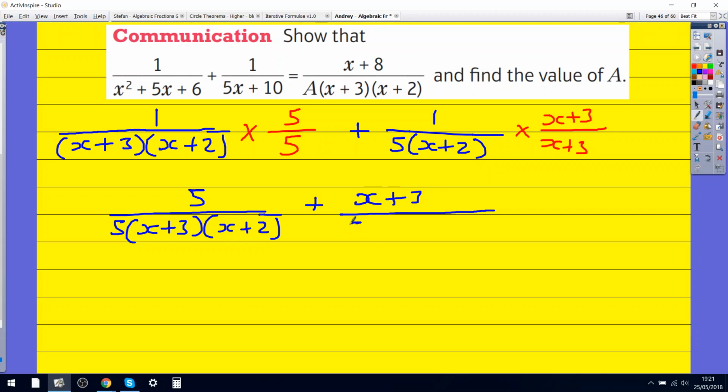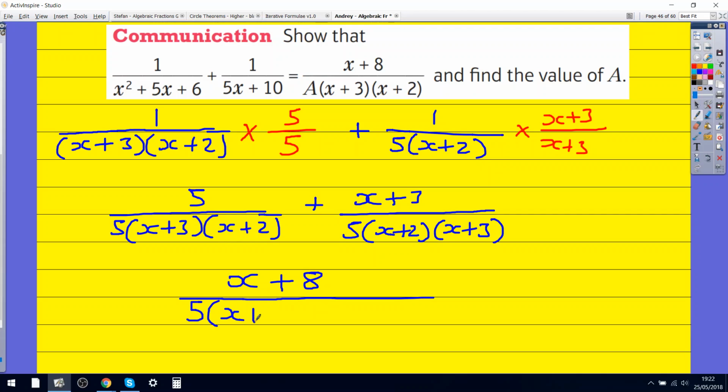And then after I need to add the two fractions together, and that'd be 5 plus x plus 3. Oh, right, sorry. So x plus 8, I think. And over the denominator. That's it.